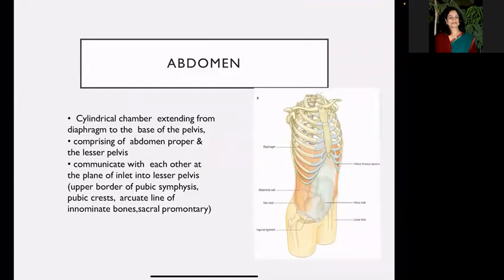So the abdomen is a cylindrical chamber which extends from the diaphragm to the base of the pelvis, comprising the abdomen proper and the lesser pelvis. The pelvic inlet divides the abdominal cavity into the abdomen proper and the lesser pelvis. These two cavities communicate with each other at the plane of the inlet into the lesser pelvis, which is below the upper border of the pubic symphysis, and the pubic crest and arcuate line of the innominate bones form the boundary of this.